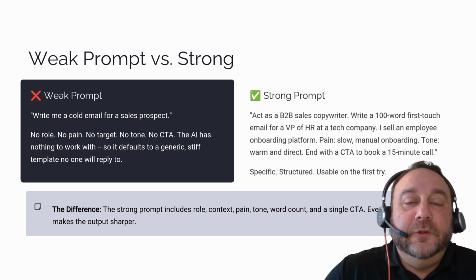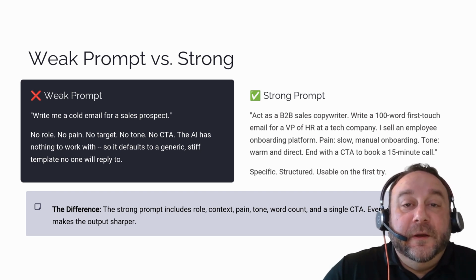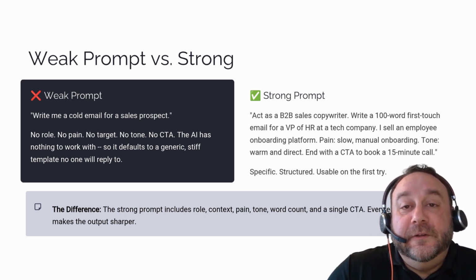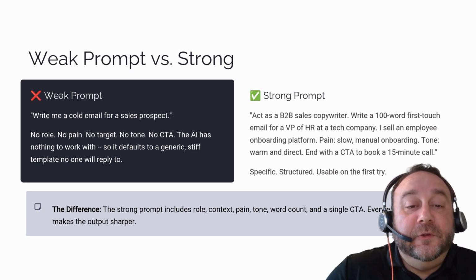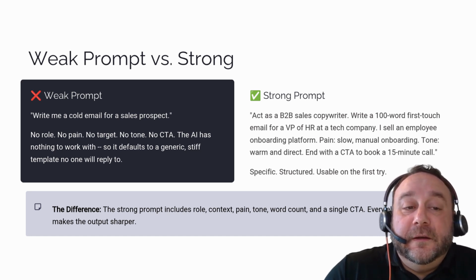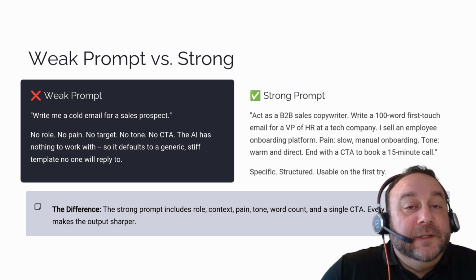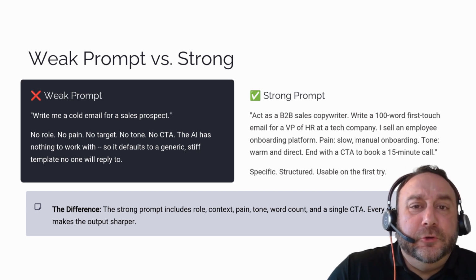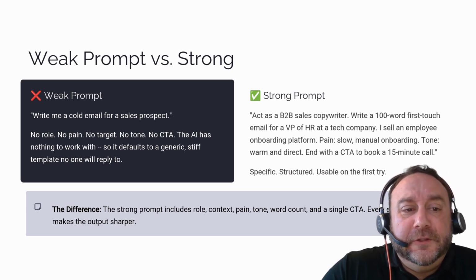One of the best ways to improve at prompting is to compare weak prompts to strong ones. A weak prompt usually sounds something like, "Write me a sales email." There is almost no direction in that request, so the AI has to guess everything. Who is the audience? What are you selling? What problem matters? What tone should it use? The output usually ends up generic.